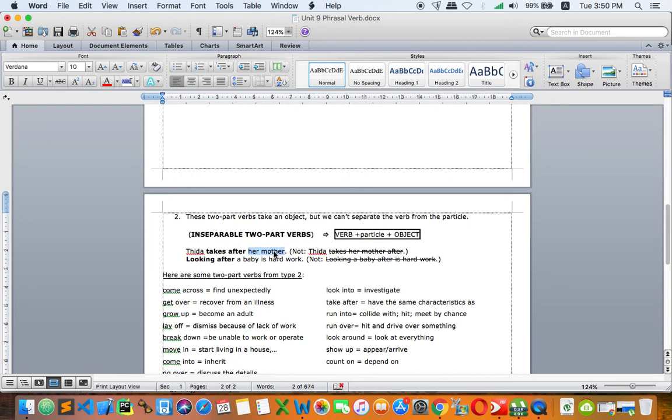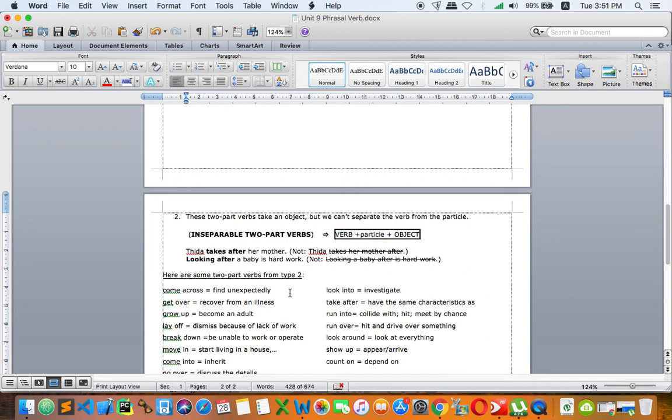So the only problem that we have is that we cannot put anything in between. Looking after a baby is hard work, but you cannot say looking a baby after, or looking him after, or looking her after. Of course not, you cannot say that, but you can say looking after him or looking after her is hard work. Once again everybody, with an inseparable phrasal verb, you cannot separate these two. You have to keep the object or the pronoun at the end.